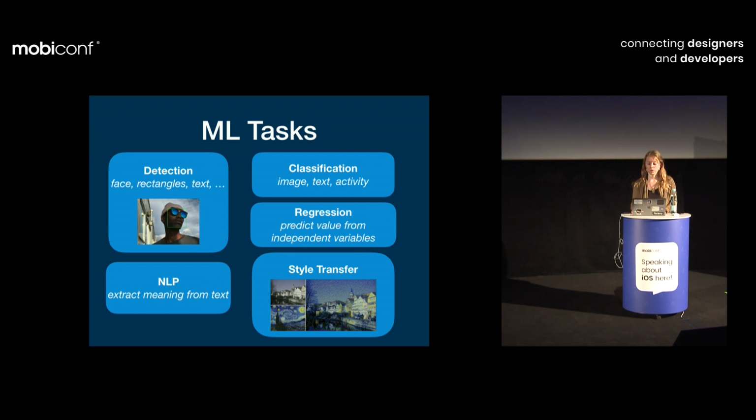If your apps are doing any sort of regression, so this is pretty broad, but as a general overview, you can think of it as predicting any value from any sort of independent variables. We'll go into it a little bit more later. Natural language processing, so this is extracting meaning from any text, or style transfer. So this is when you take one of your photos and you apply an artistic style to it. So probably a lot of you have seen changing your photos to look like they're in Starry Night style.